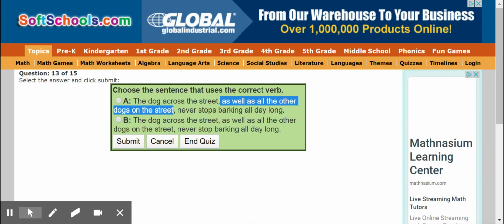So we have to now look at the sentence. Who or what never stops barking or never stop barking? Dog. Dog is the subject of the sentence here, right? So dog is singular. Therefore, we need to pick a singular verb, and the singular verb in this case is stops. The dog, if we get rid of all the other words in between, we could say the dog never stops barking. So we are going to pick A, singular subject, and therefore a singular verb.